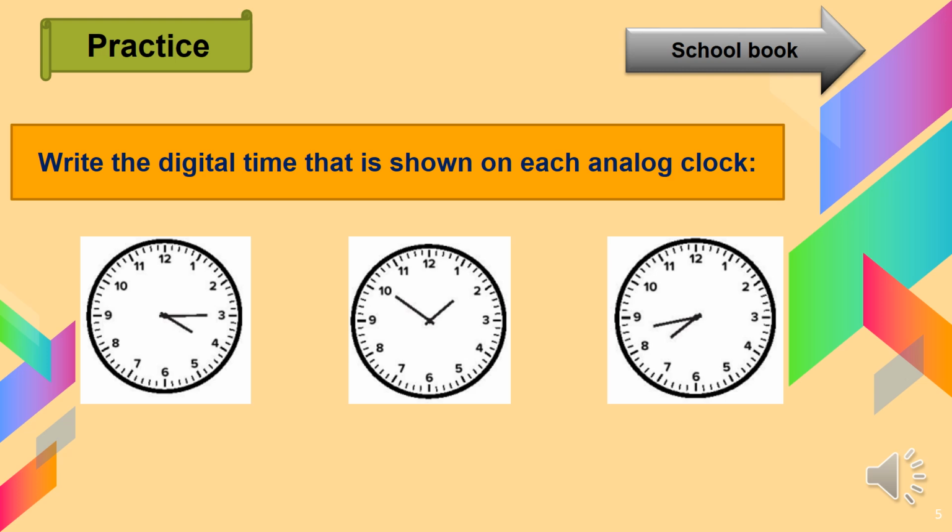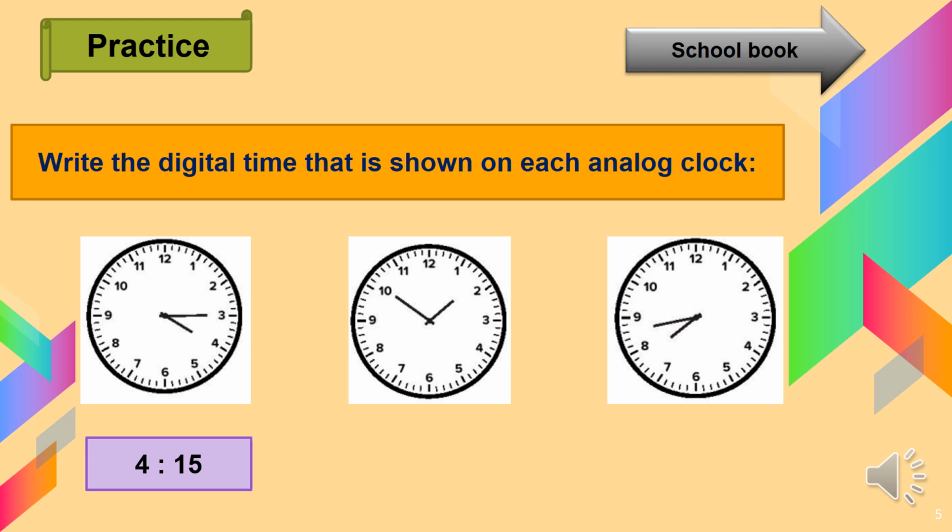Write the digital time that is shown on each analog clock. First one, the short hand points at 4, so the hour is 4, and the long hand points at 3. How many minutes in 3? You can find it by skip counting or by multiplying 3 by 5, so the time is 4:15.